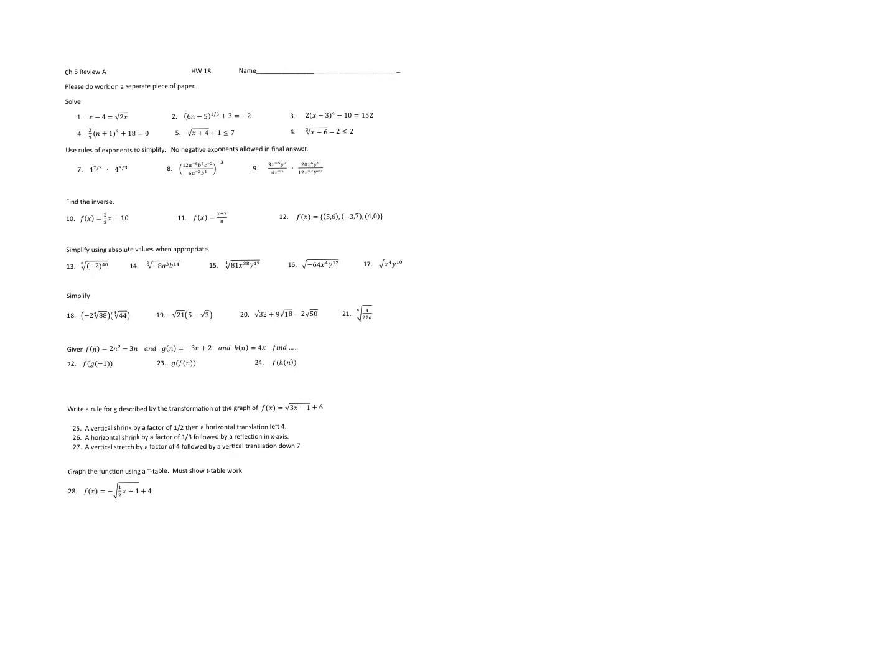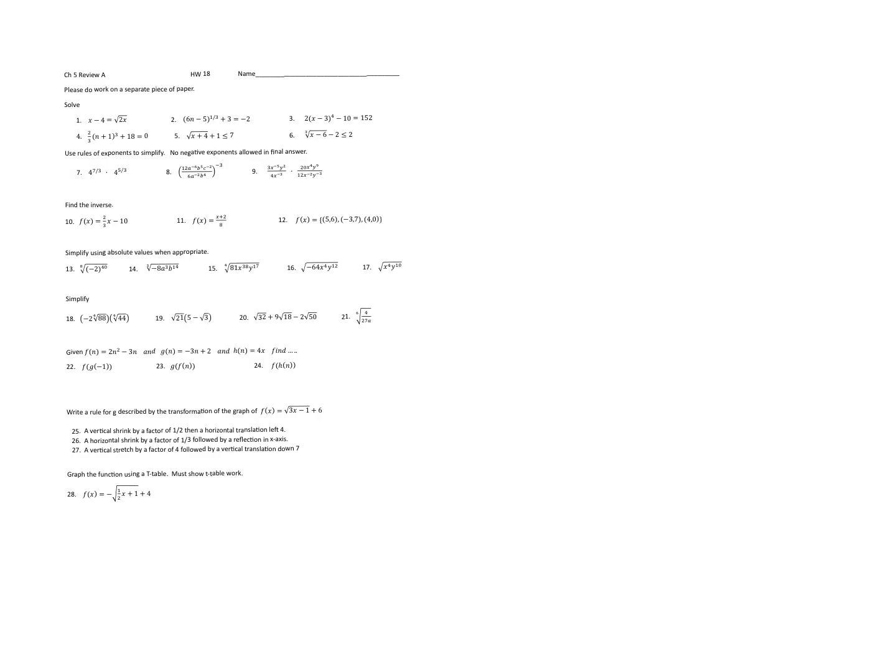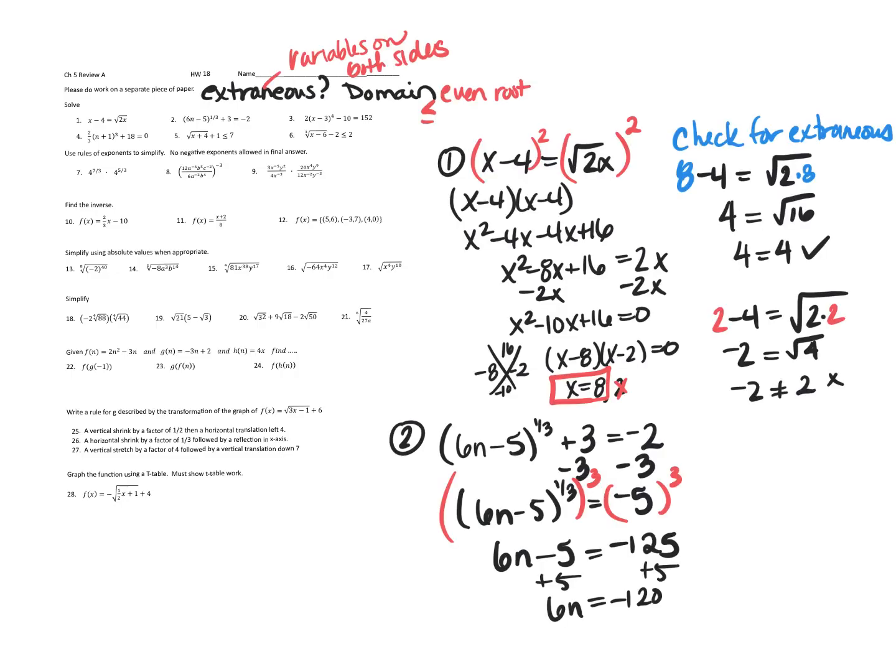All right, we're going over Chapter 5, Review A for the test for Chapter 5. So, the first set of problems ask us to solve. Number 1. The first thing we should do is go through and identify ones that are going to give us problems. Do I have to check for extraneous? Do I need to look for domain?